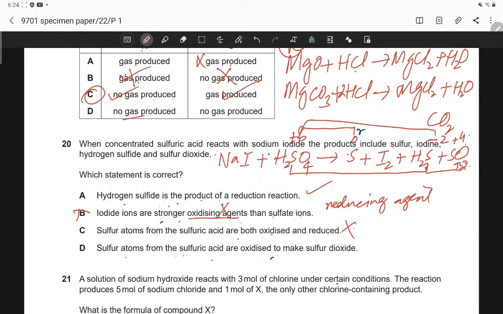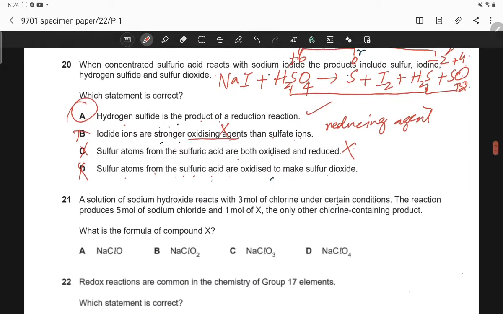Sulfur atoms from the sulfuric acid are oxidized to make sulfur dioxide. Sulfur atoms from the sulfuric acid are oxidized to make sulfur. No, sulfur from the sulfuric acid is reduced to form sulfur dioxide. So this is also incorrect. So the first option, A, is correct.